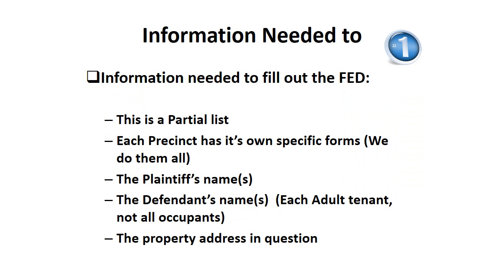Information needed to fill out the forms. This is a partial list. Each precinct has its own specific forms. We do them all. The plaintiff's name or names. The defendant's name or names. Each adult tenant, not all occupants, the property address in question.